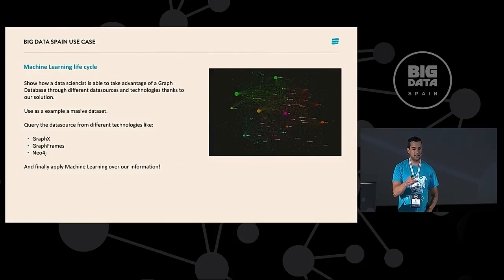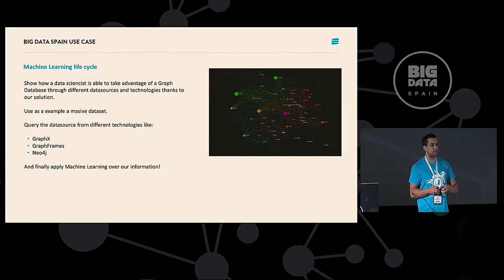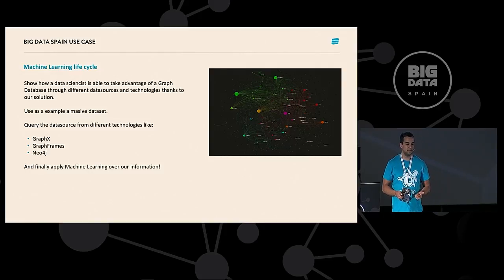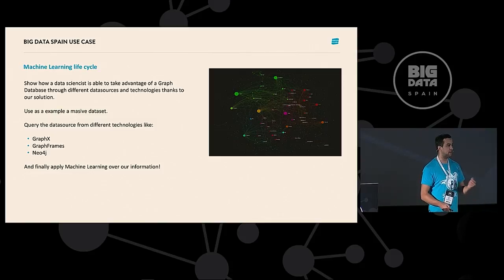So this is the summary of what we will see. Firstly, we will select a massive data set. We will transform all this information, all this knowledge, into 3 different data stores: GraphX, DataFrames, and Neo4j. And finally, we will apply machine learning over it. We will extract new information from it.